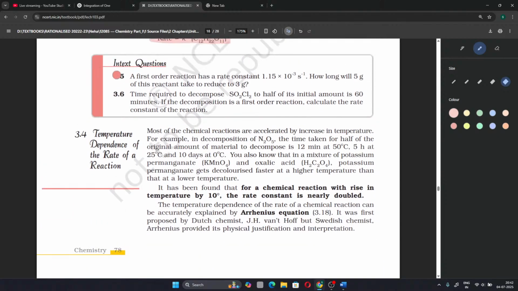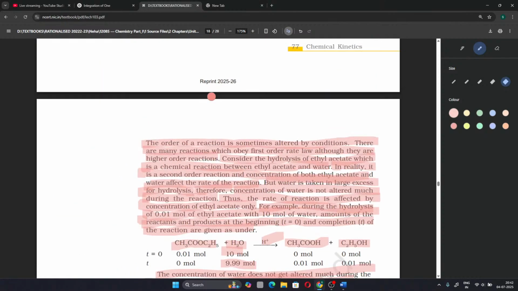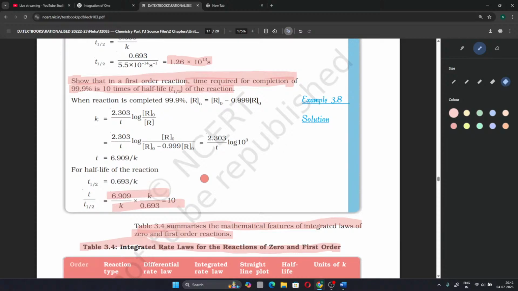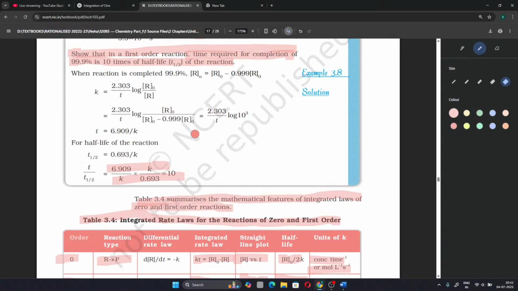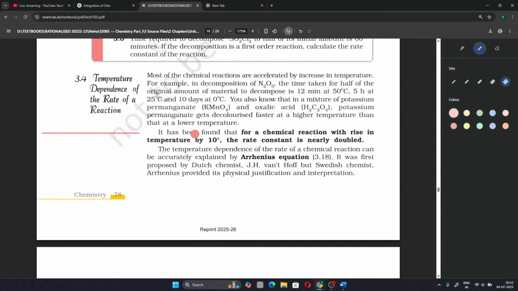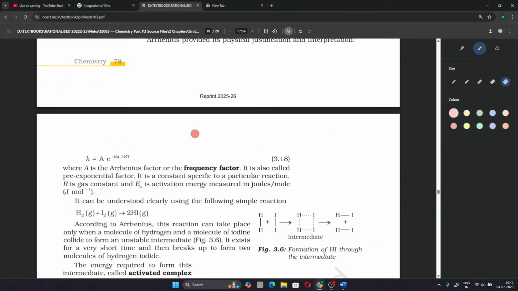In the textbook question, a first order reaction has a rate constant 1.15 times 10 power minus 3 per second. How long will 5 gram of this reactant take to reduce to 3 gram? Basically, we use one of the equations from the first order reaction. Well, they gave in grams, so we can convert it into per liter or molar. Then we should substitute, I believe.